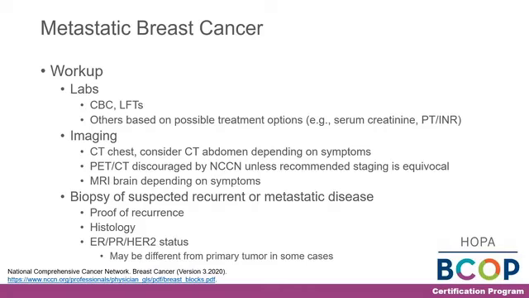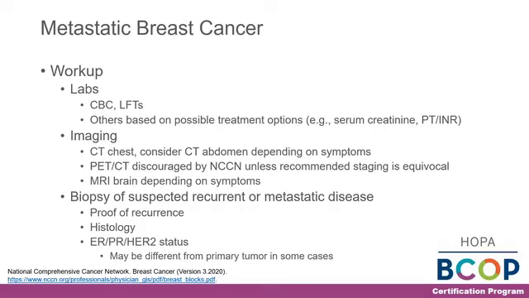So this slide here includes a workup that is recommended for patients who have metastatic breast cancer or are suspected to have metastatic breast cancer, and that would include lab tests that are listed here. CBC and LFTs are standard tests that we do, but then depending on what treatment you may be planning or what their other comorbidities are, you may also get other lab tests like serum creatinine and PT-INR.